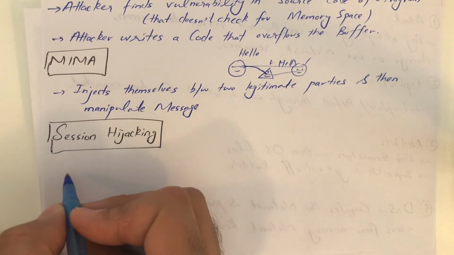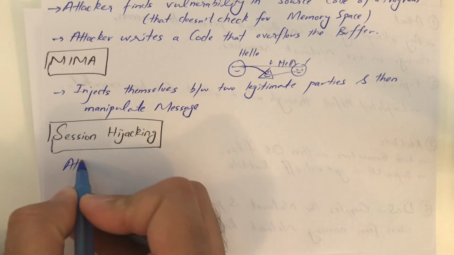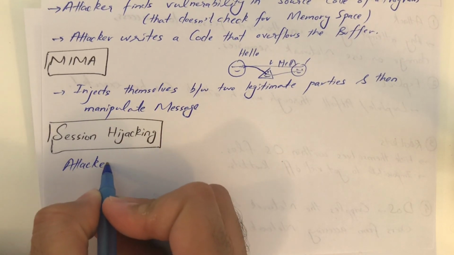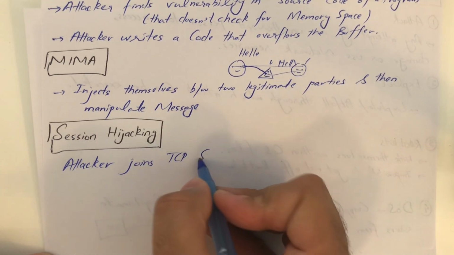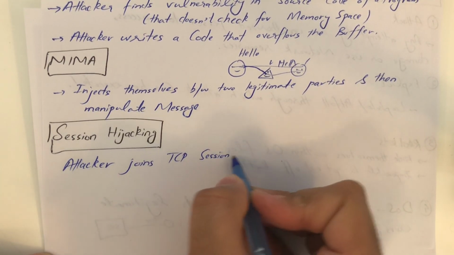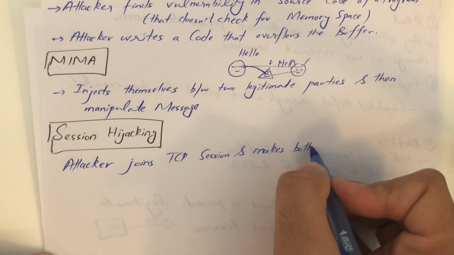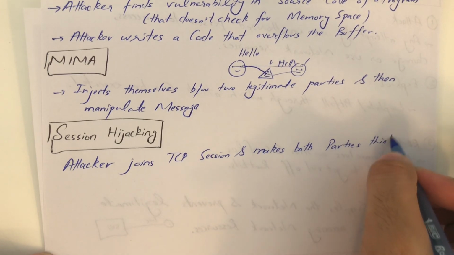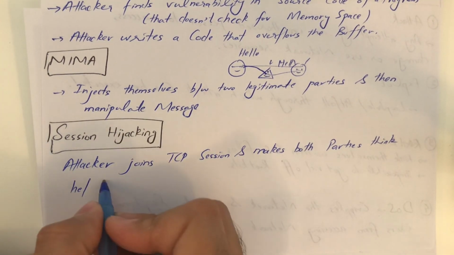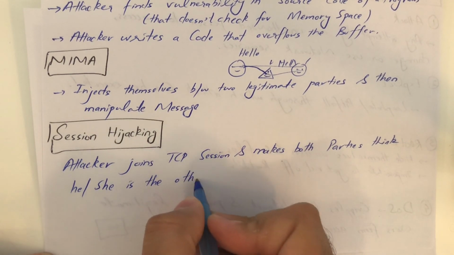But the small definition is that it's again a part of the man-in-the-middle attack, where the attacker joins a TCP session and makes both parties think that he or she is the other legitimate party.